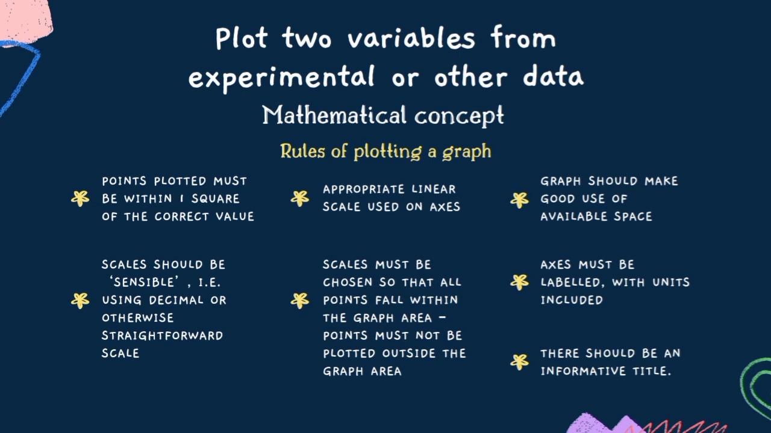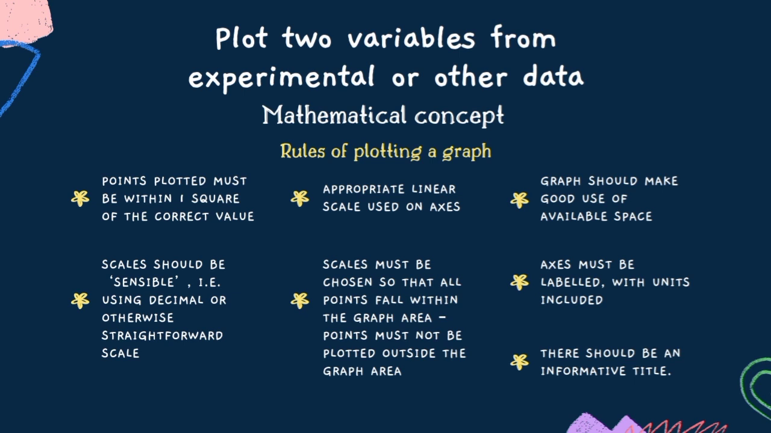The next is plot two variables from experimental or other data. In mathematical concepts, there are several rules of plotting a graph. That is, 1. Points plotted must be within 1 square of the correct value. 2. Appropriate linear scale used on axes. 3. Graph should make good use of available space. 4. Scale should be sensible, that is, using decimal or otherwise straightforward scale.